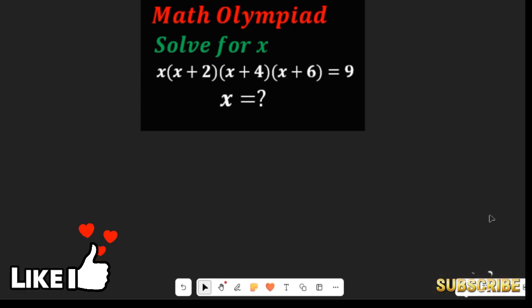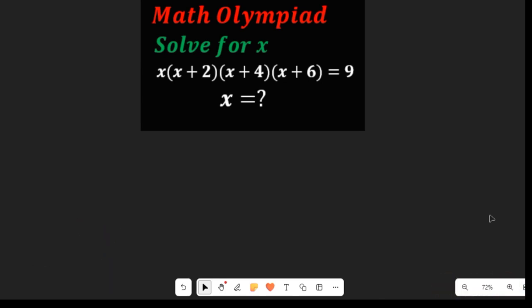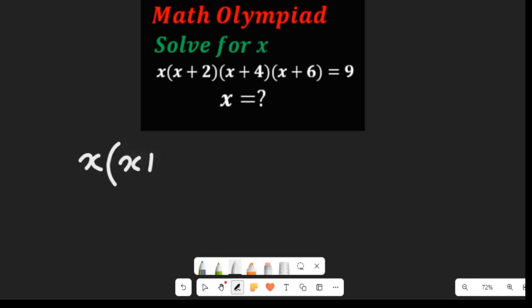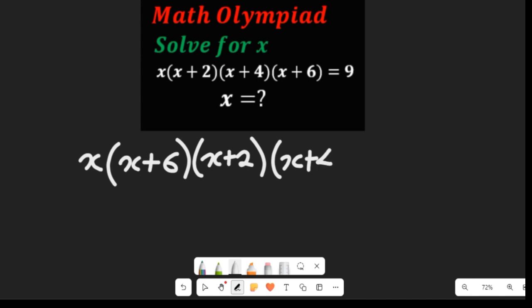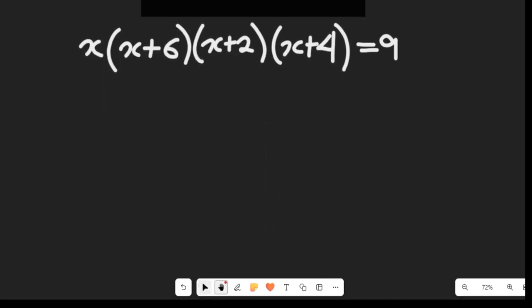So to find the value of x, we are going to regroup this expression such that we can find it easier to simplify. Now we're going to regroup this expression by having x first, multiplied by x plus 6, multiplied by x plus 2, multiplied by x plus 4, and this will be equal to 9. Now with this regrouping, we can easily solve this.